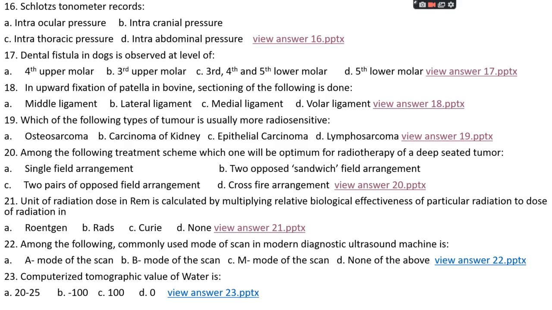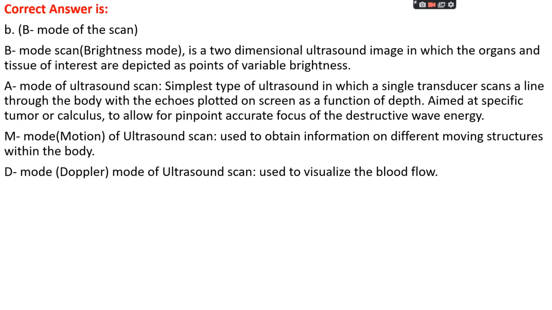Question number 22. Among the following, the commonly used mode of scan in modern diagnostic ultrasound machines is: option A, A mode of scan; option B, B mode of scan; option C, M mode of scan; or option D, none. The right answer is option B, that is B mode of scan. B mode stands for brightness mode of scan.